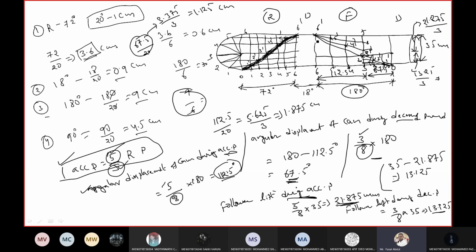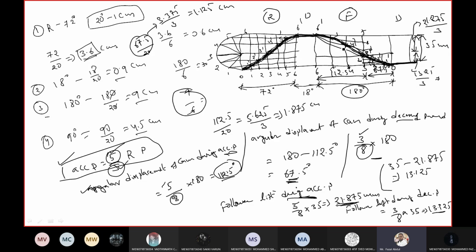Join all the points by freehand. Now after joining these lines, join these two curves at the dwell period. Don't forget to join this one. And at this dwell period also, we need to draw a dark line. This is the procedure.